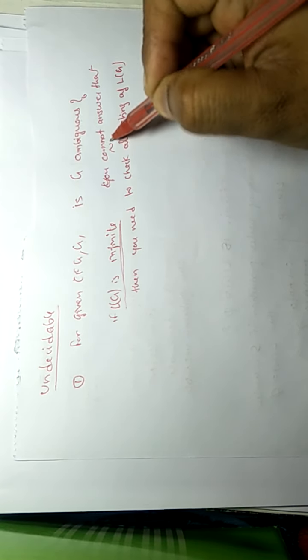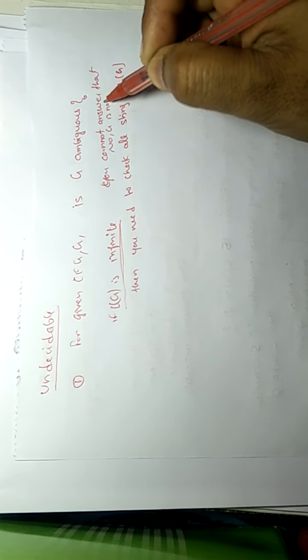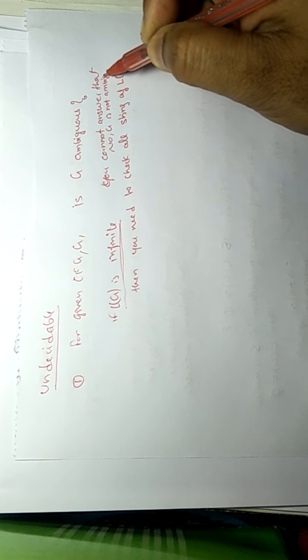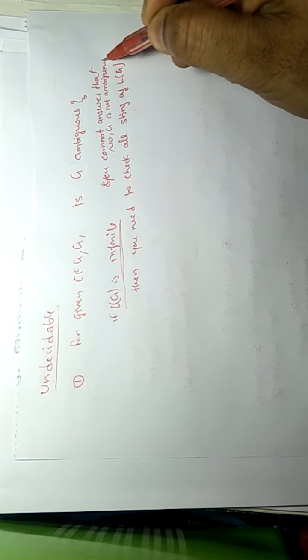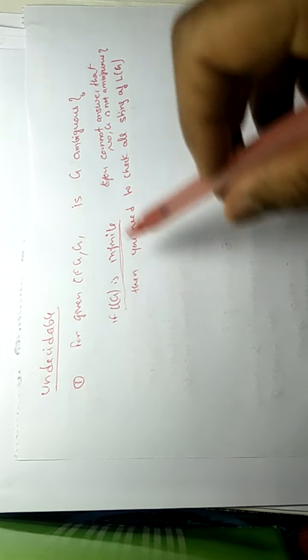You cannot answer that no, the grammar is not ambiguous. You can say ambiguous by checking a single string, but you cannot say unambiguous because you have to check all strings. So some CFGs may be unambiguous. If the grammar is a regular grammar, you can say it is unambiguous, if it is written in left linear form and derived from a DFA, a deterministic FA. But in general, for any CFG, you cannot say, and it is an undecidable problem.